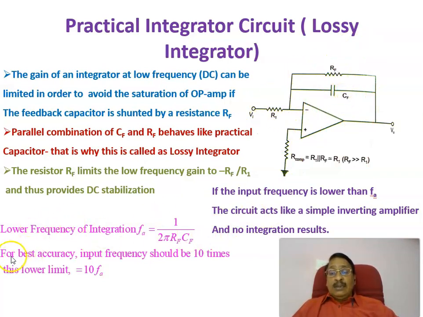For perfect integration, to get better accuracy, the thumb rule is that the input frequency should be 10 times this limit, that is, 10 times FA. If the input frequency is 10 times 1 by 2 pi RF into CF, perfect integration can be obtained. Therefore, this is a practical integrator, in which the only difference is that you are adding a resistance RF across the capacitance CF.